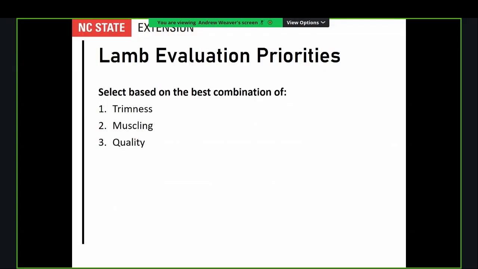Lamb fat is not as desirable as fat on other species. Most of us really like pork fat. If we like bacon, we like pork fat, right? Beef fat, we like well marbled beef. That's going to contribute to that flavor, that eating experience. Lamb fat generally is not quite as desirable as fat on those other species. And yet we need a little bit of it. We don't want too much, but we still need a little bit. We'll talk about the reason for that.